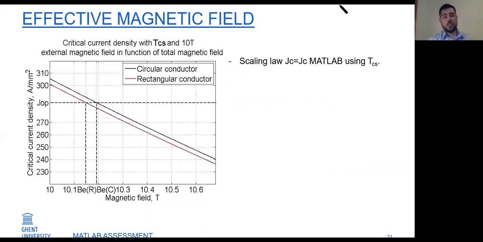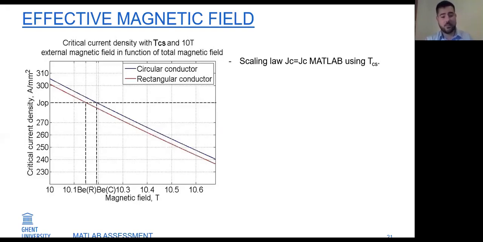Then with this, we are going to calculate the effective magnetic field. We use the current sharing temperature as the point of most critical state of the function of the superconductors. And now we compare the scaling law of the critical current density for the whole magnet with the mean that we obtain in the MATLAB assessment, using this temperature in both of them, the current sharing temperature.